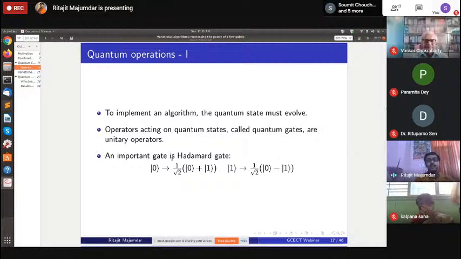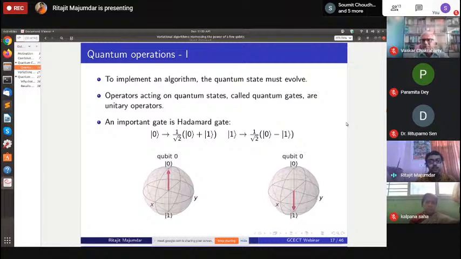One very important gate is the Hadamard gate, because we have been talking about how to create an equal superposition. You see, this Hadamard gate takes 0 to an equal superposition of 0 and 1. Why is this an equal superposition? Because the probability of getting 0 is half and the probability of getting 1 is also half. Similarly, if you take the state 1, it will take it to 0 minus 1. So this 1 here has a phase of minus 1.